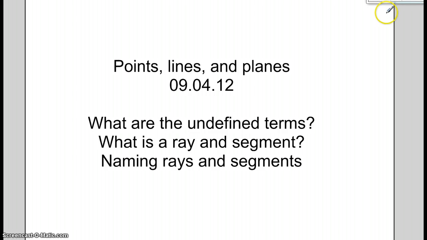So today we're going to talk about points, lines, and planes. We're going to talk about what the undefined terms in geometry are, what a ray and a segment are, and how we name rays and segments properly.